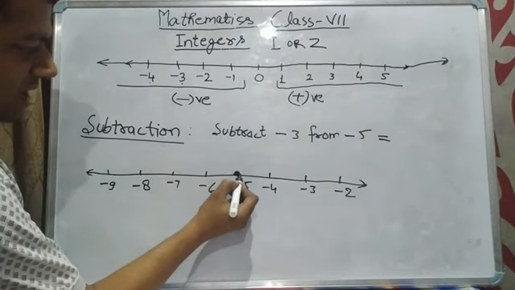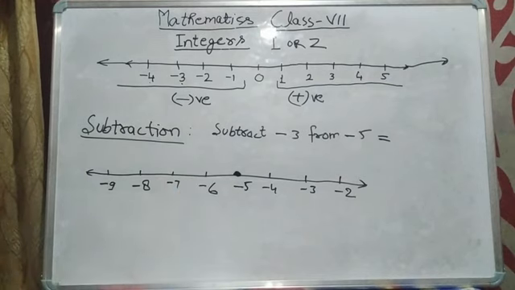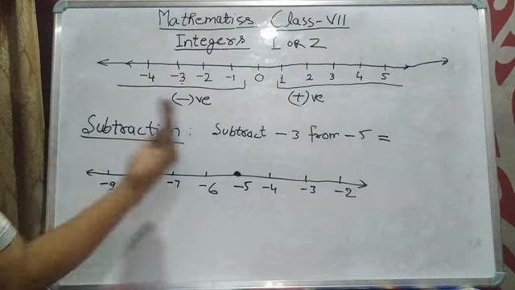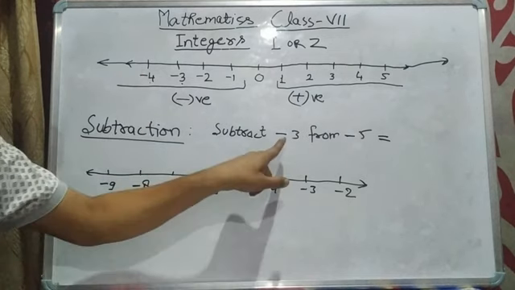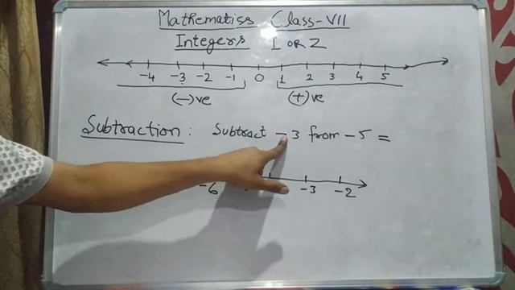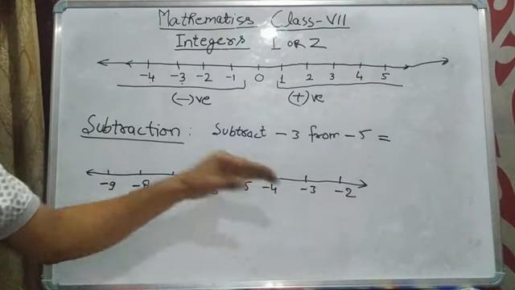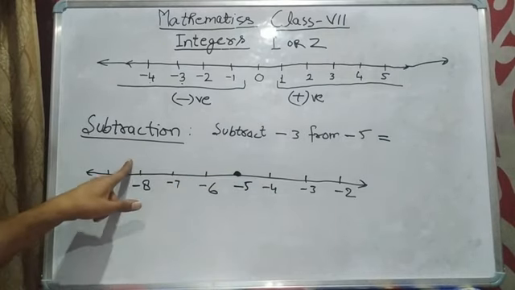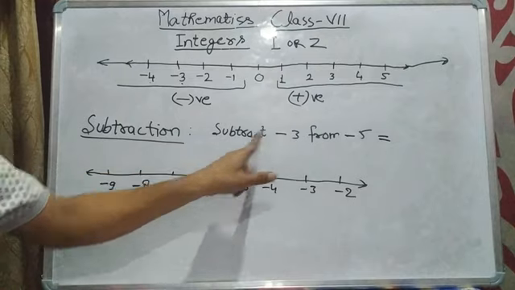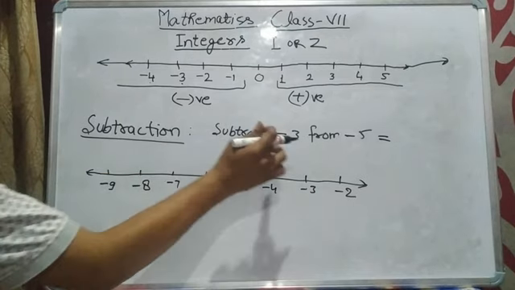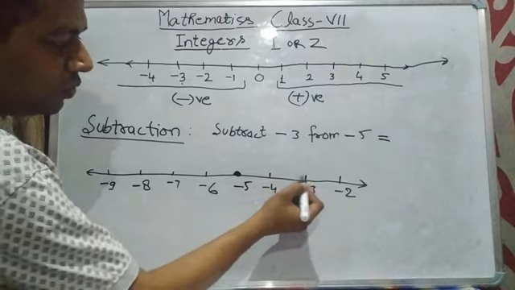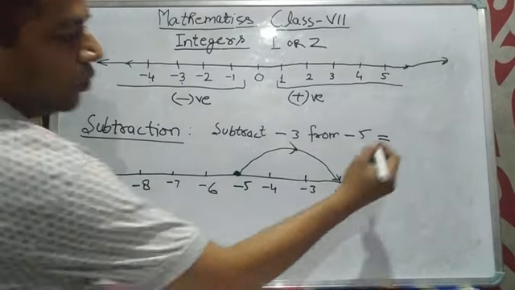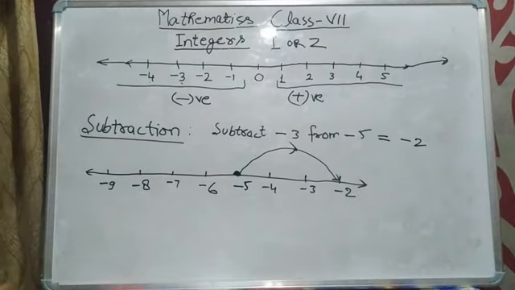Now students, we are starting from minus 5. We are to subtract. Subtract means we are to come left side, come back. We are to reduce. How many steps? Minus 3 steps. Now here a negative sign is there, so our direction will change like we did in the addition. Minus sign. Subtract means we should go left side, but this sign means we are to change our direction, and 3 steps we will go this side. 1, 2, 3. And the result is -2.